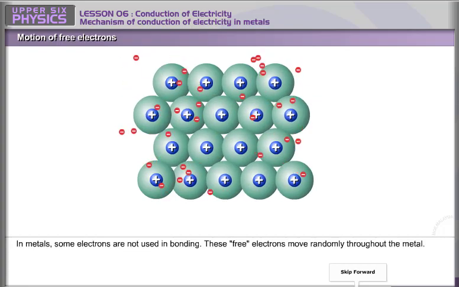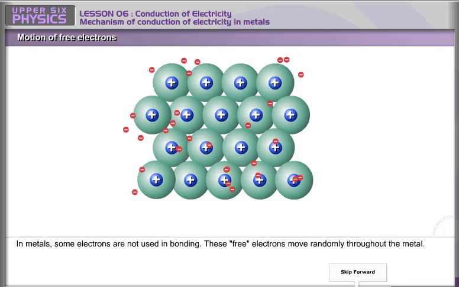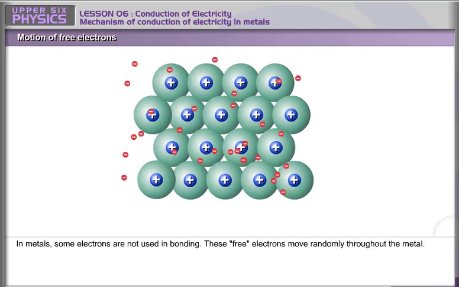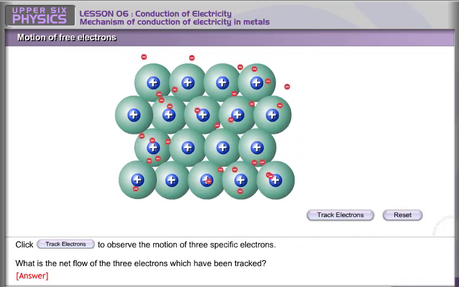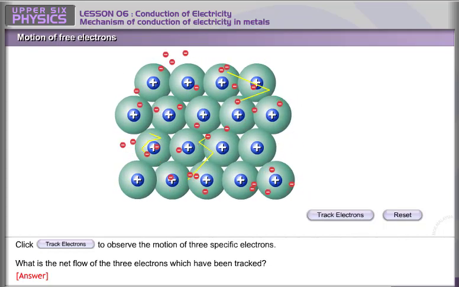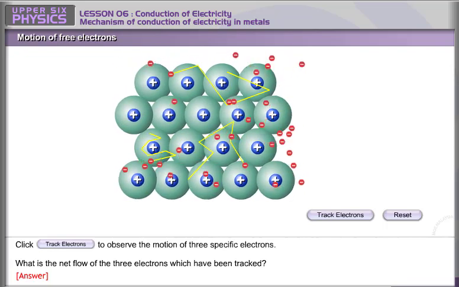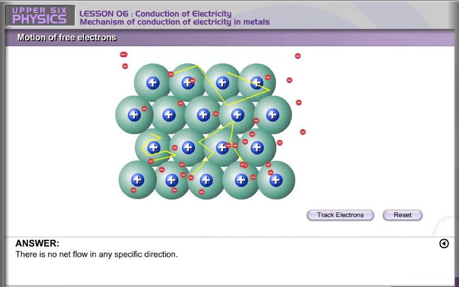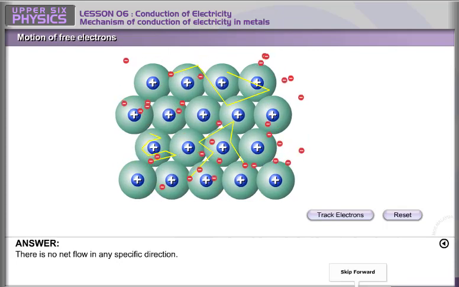In metals, some electrons are not used in bonding. These free electrons move randomly throughout the metal. Click the Track Electrons button to observe the motion of 3 specific electrons. What is the net flow of the 3 electrons which have been tracked? Answer: there is no net flow in any specific direction.